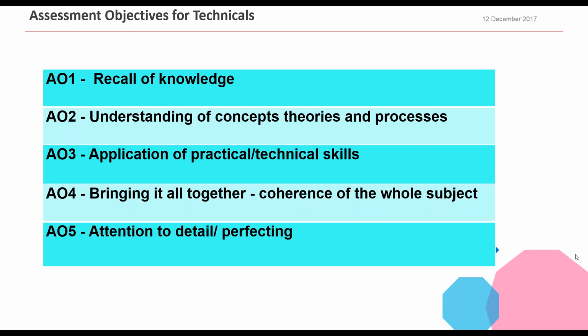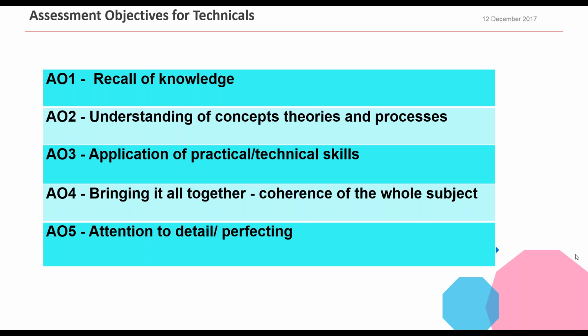So we now have 5 assessment objectives. Obviously, lessons learnt from last year, we used to have 8, but there was a crossover of an awful lot of them across the different assessment objectives. So we simplified it: AO1, AO2, AO3, AO4 and AO5. Each one will be weighted slightly differently depending on the technical qualification. AO1 is recall of knowledge. AO1 is predominantly around safe working practices, health and safety, making sure they have that recall of knowledge.